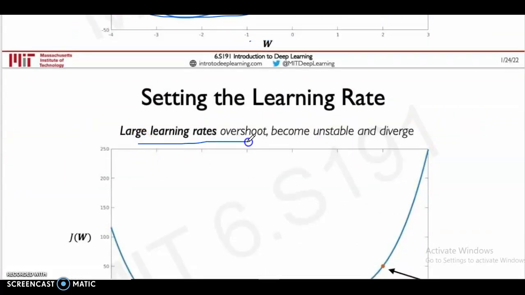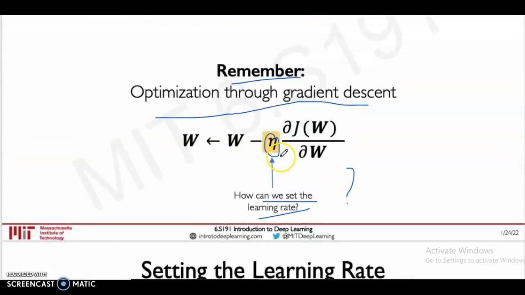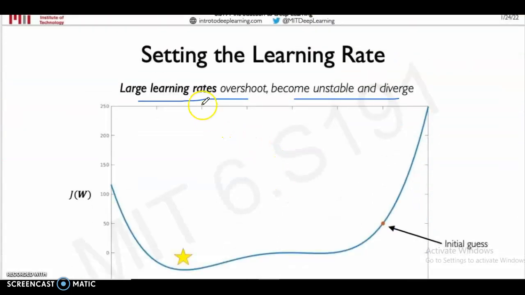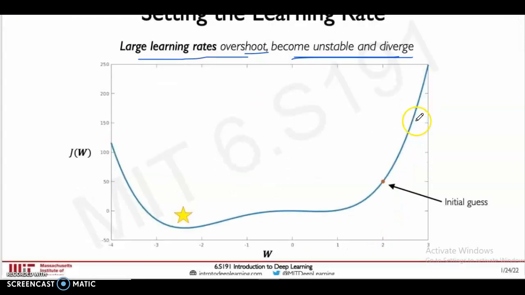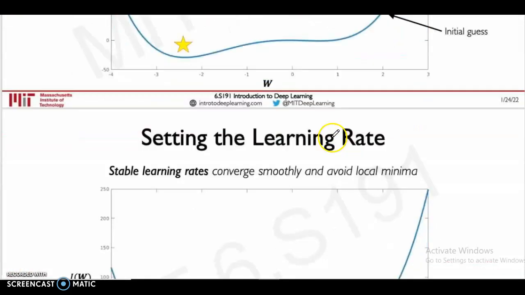Large learning rates overshoot, become unstable and diverge. If it is large, it overshoots. Large learning rates become unstable and diverge, not converge, diverge, like this. That's why we have to set the learning rate.